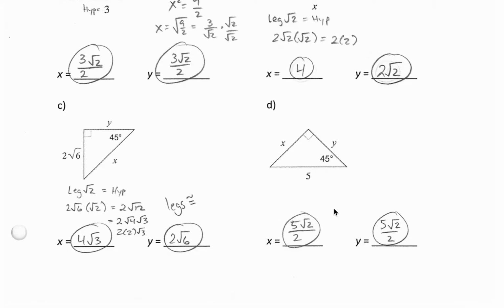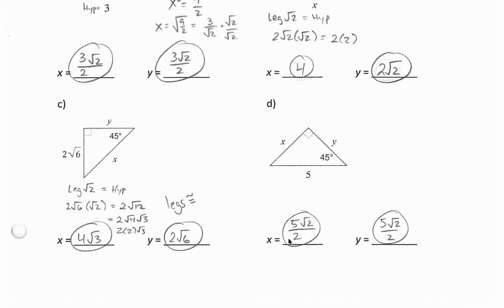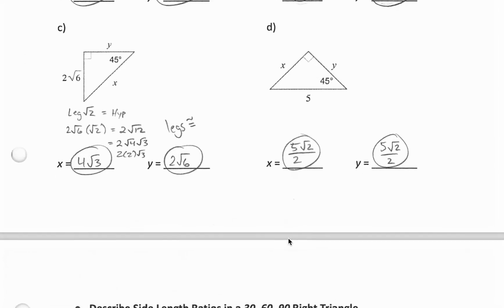In part D, we're given the hypotenuse and asked to find the leg, so we're going to cut the hypotenuse in half and multiply by the square root of 2. Sometimes that fraction that's created can be simplified, but in this case it can't. All right, so there's the 45, 45, 90.